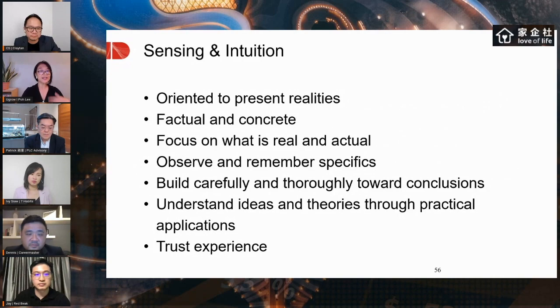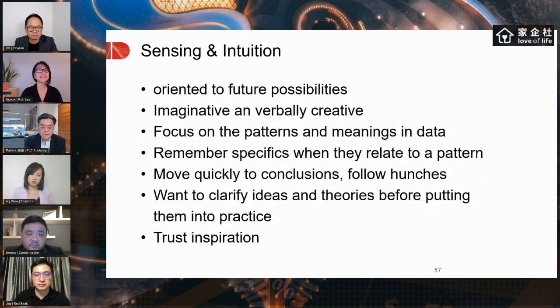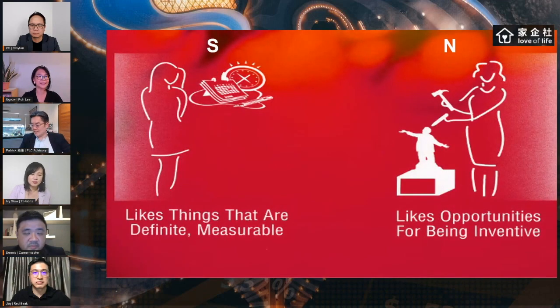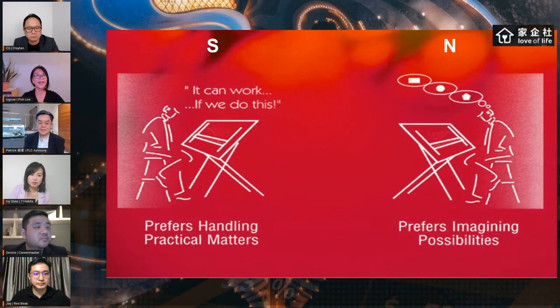Okay, they're oriented to present reality, factual, concrete, focus on what is real and actual, observe and remember specifics. Again, this one is sensing. So in short, the S will see the specific parts and the pieces, and the N will see the patterns and relationships. S will like the things that are definite, measurable, practical, realistic, okay, step by step, detail. But N will like the opportunity of being innovative, and S will prefer handling practical method.